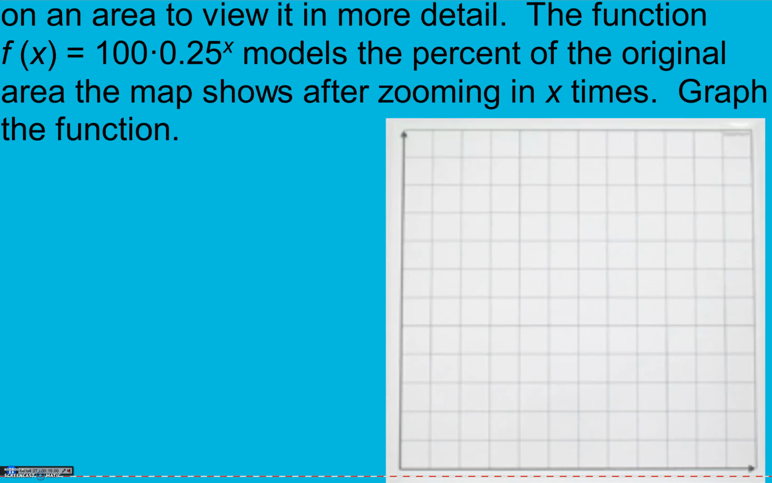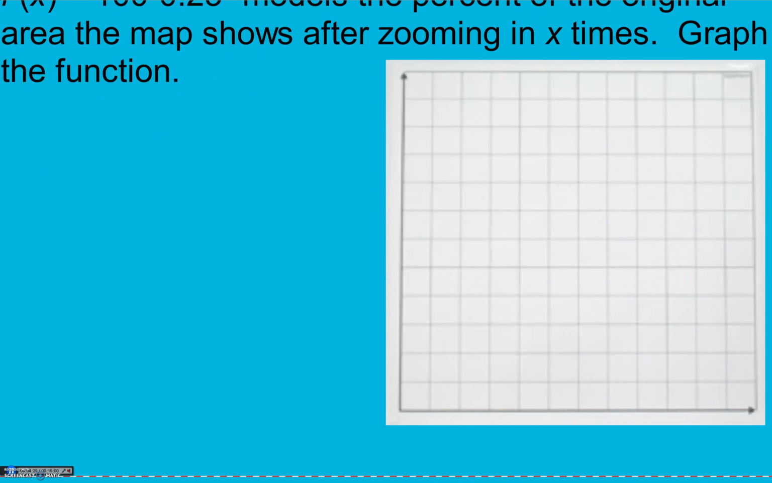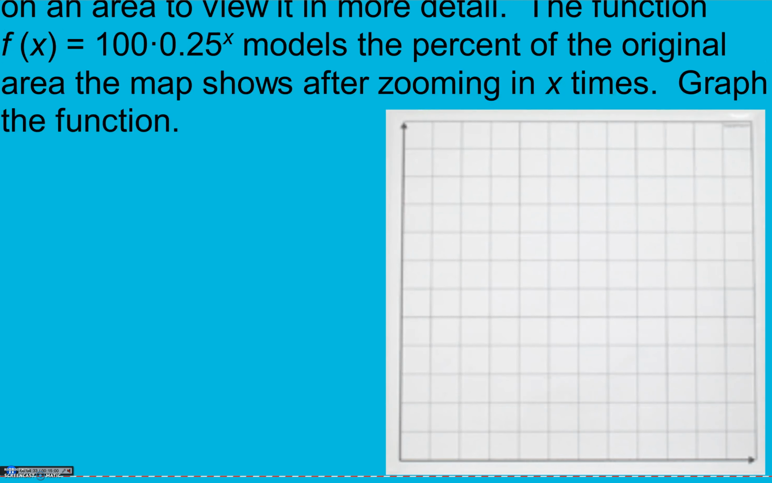So here, the graph that I picked is just in the first quadrant, because when I'm talking about the percent of the original area, my area, or my f of x, is going to be positive. I'm never going to get a negative area. And the number of times we zoom in is always going to be positive as well. We can't zoom in -6 times, for example. So because I'm just dealing with positive values, I'm just in the first quadrant.